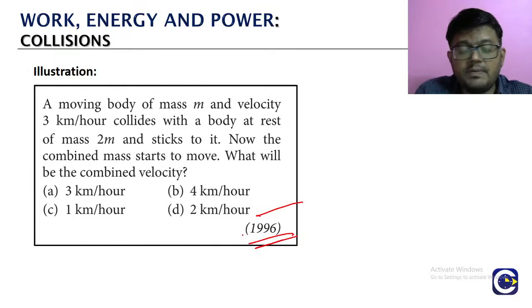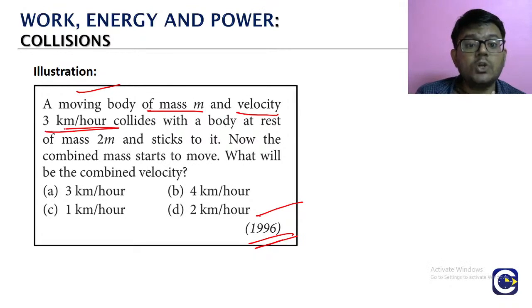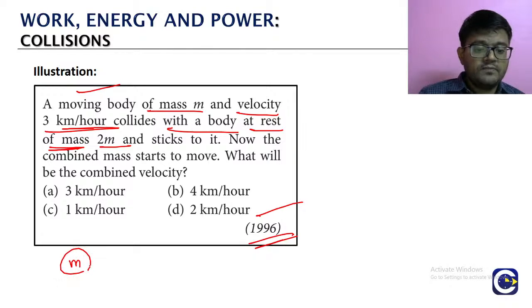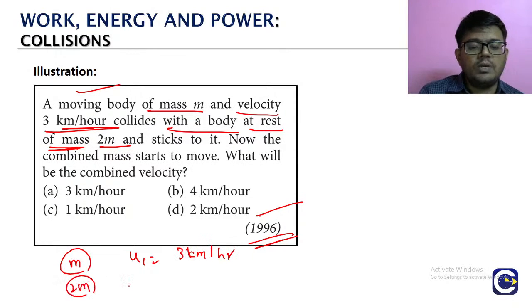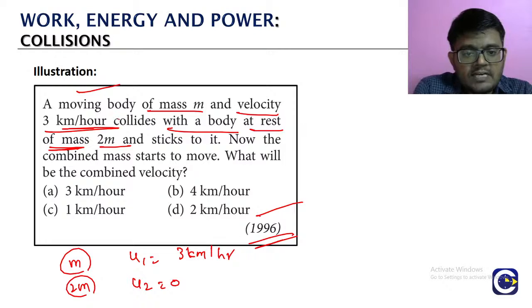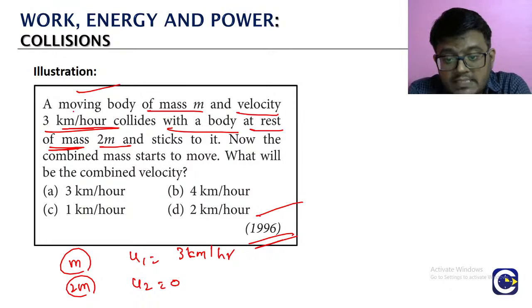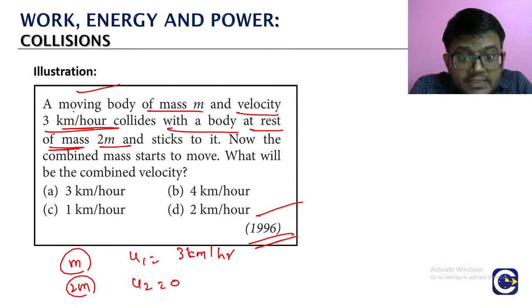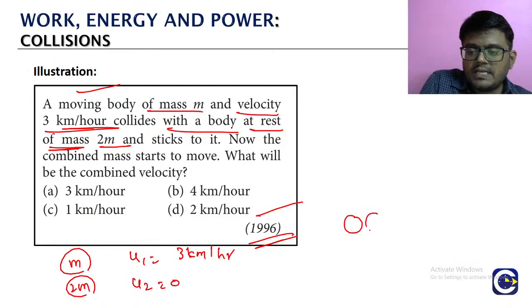This has come in the paper 1996. A moving body of mass m and velocity 3 km/h collides with another body at rest of mass 2m. First is the mass m object, its initial velocity is 3 km/h. Second object has mass 2m, its initial velocity is 0, which is at rest. The statement says a moving body of mass m and velocity 3 km/h collides with a body at rest of mass 2m and sticks to it. So in the collision, what is happening? Both of them are sticking.